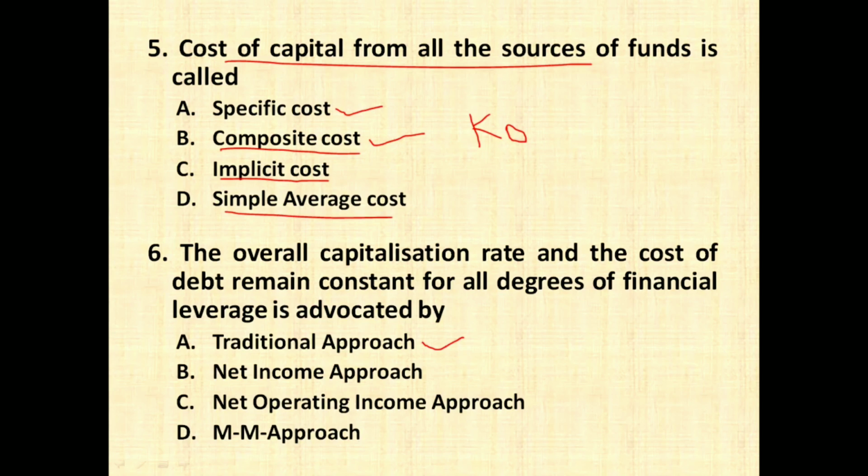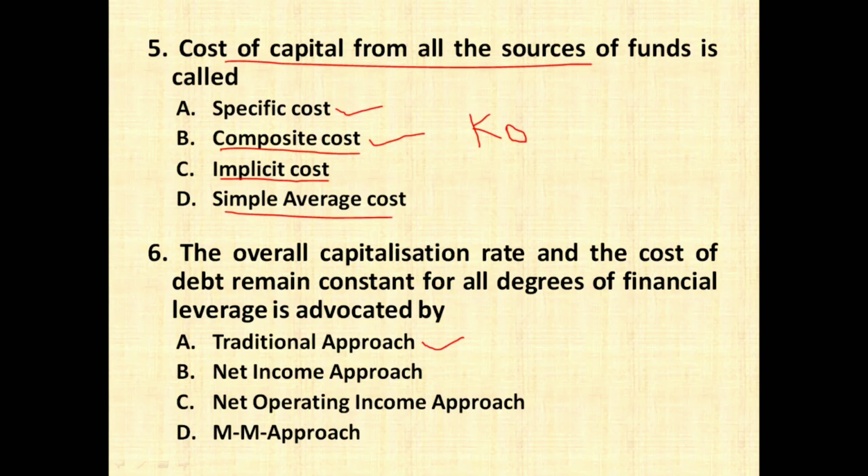Net income approach says that value of the firm is relevant to the capital structure, that is more the debt you use, lesser is going to be the overall cost of capital and more is going to be the value of the firm. What does net operating income approach say? Net operating income approach says that value of the firm is irrelevant to the capital structure, that is it assumes that KO as well as KD are constant, but KE goes on increasing as you go on investing more in debt.